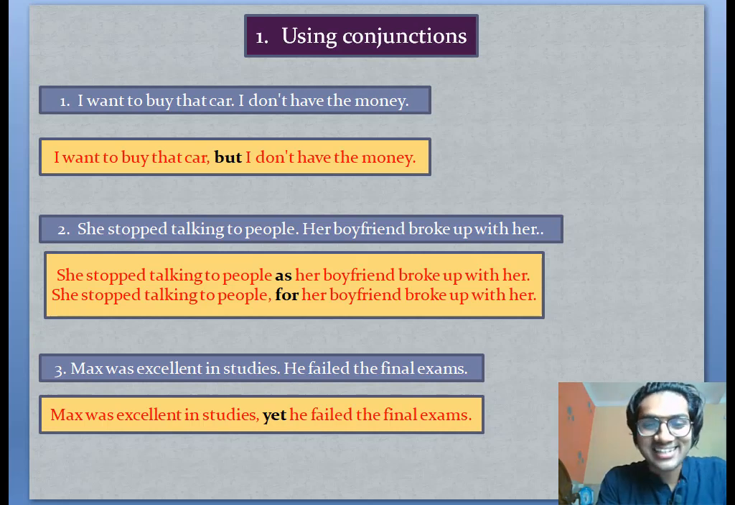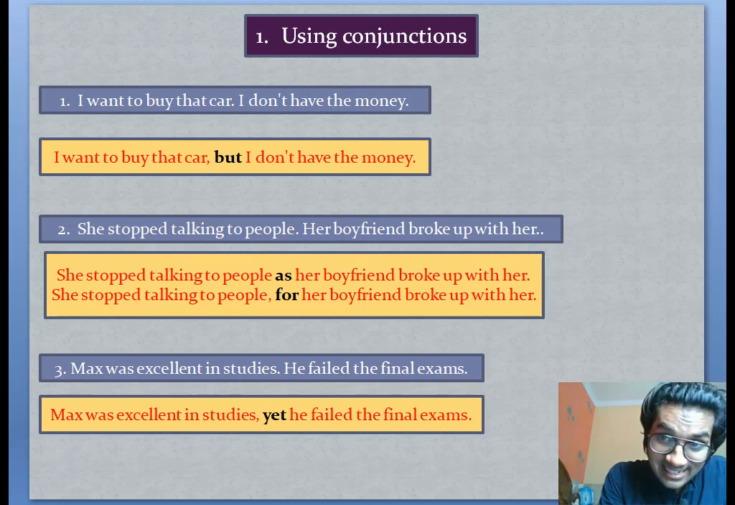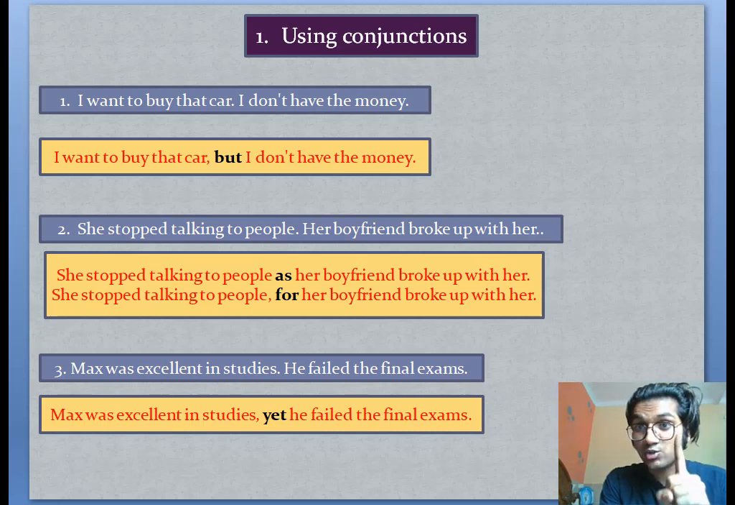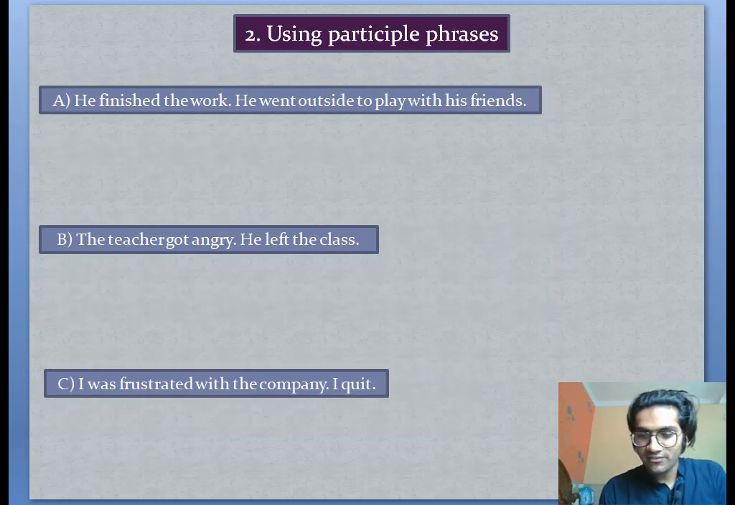Max was excellent in studies, yet he failed the final exams. Not supposed to happen, happened. Yet is a coordinating conjunction, so we have a compound sentence. Again, two sentences changed into one. How did we do it? We used conjunctions, subordinating and coordinating. All right. So that's the first way to do it.